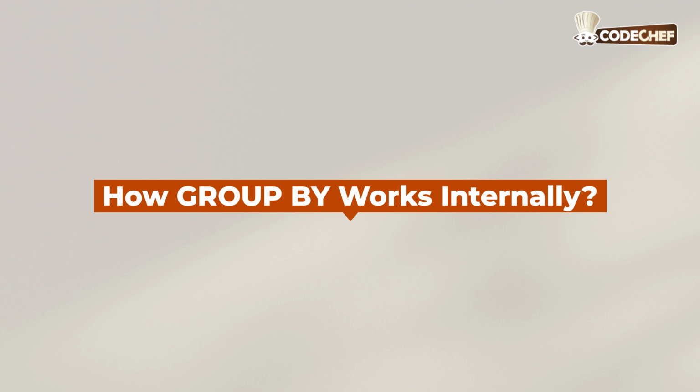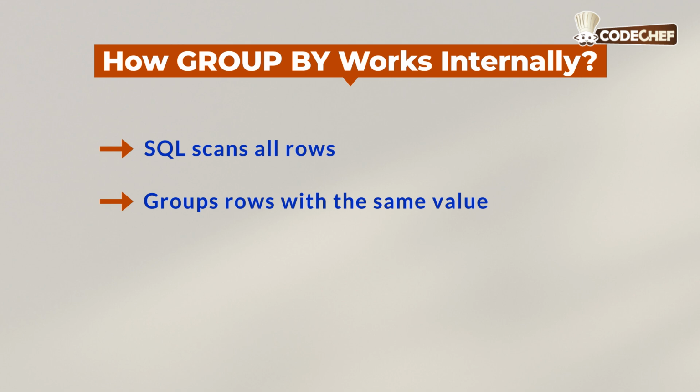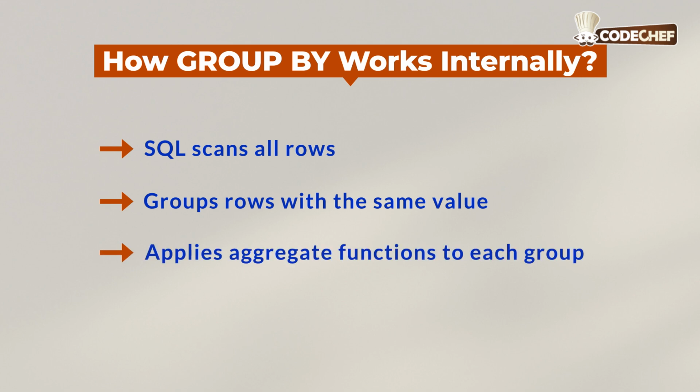How group by works internally. SQL scans all rows, groups rows with the same value, applies the aggregate function to each group and returns one row per group. So this is the step-by-step implementation of the group by concept.